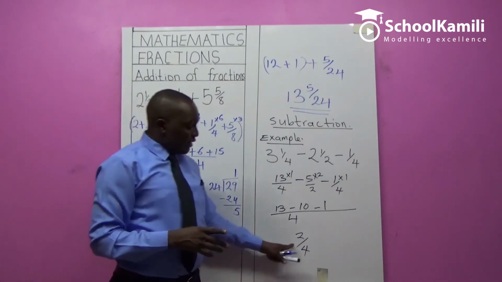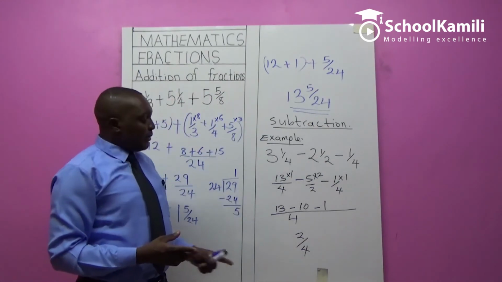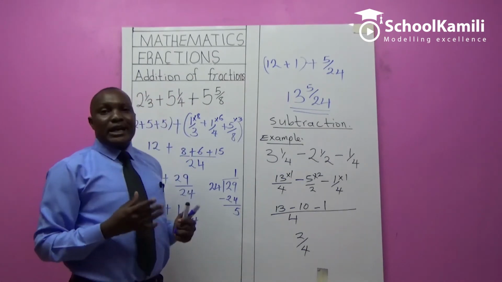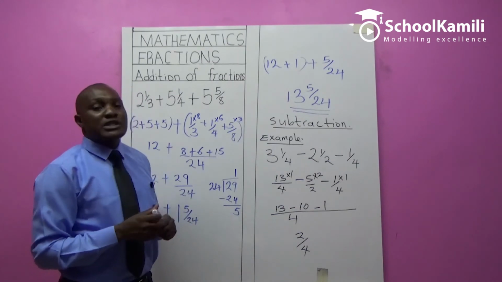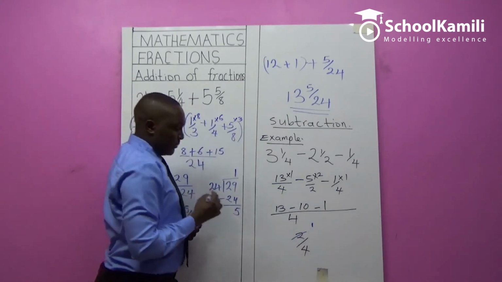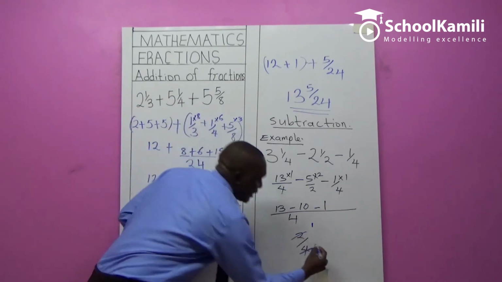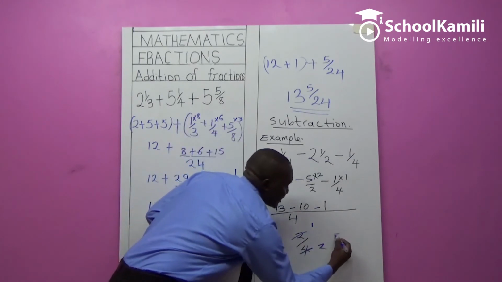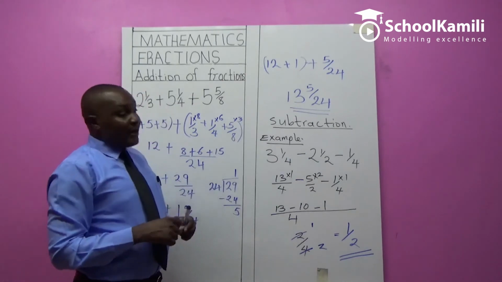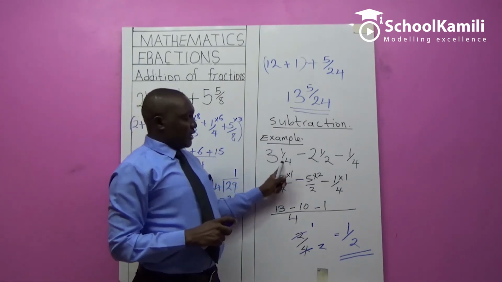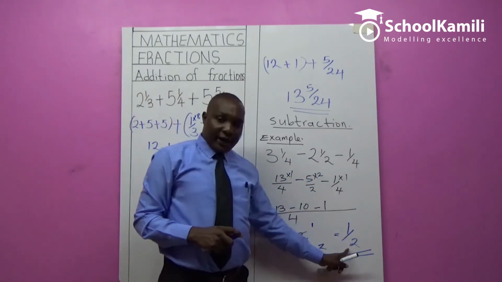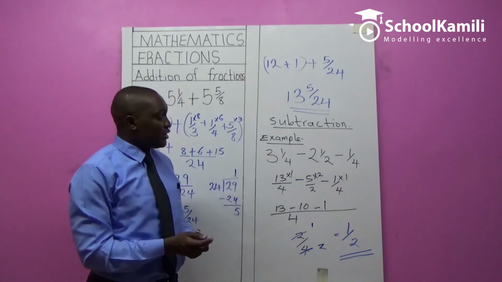And that is not the correct answer for this question. Most pupils will fail when they reach this point. And remember, this is the last point. What are you supposed to do? Don't leave your answer when it can be simplified. Make sure you simplify it further. 2 can divide into 2 how many times? 1. 2 divided into 4 how many times? 2. Such that our correct answer is supposed to be 1/2. Therefore, when I take 3/4, subtract 2 1/2, subtract 1/4, I get 1/2. That's how you are supposed to carry out subtraction.